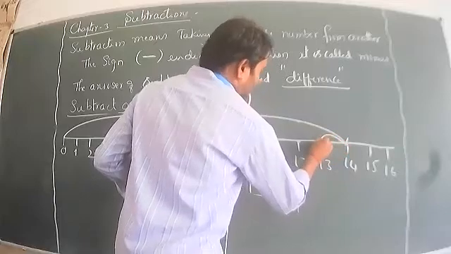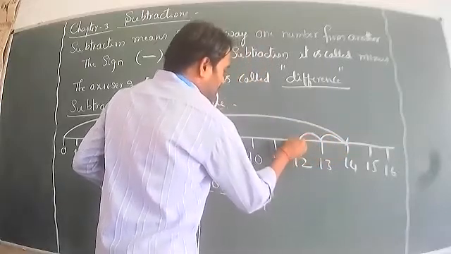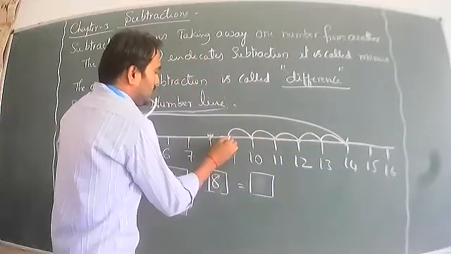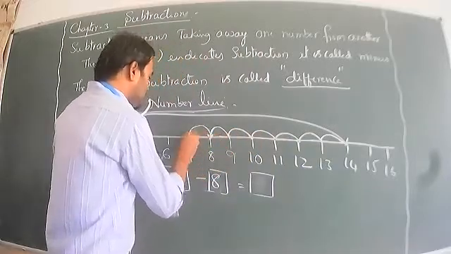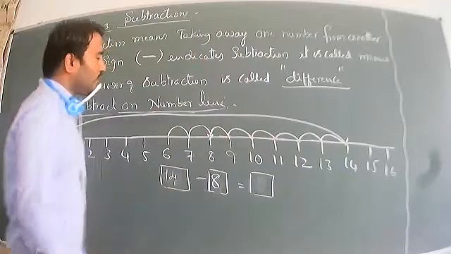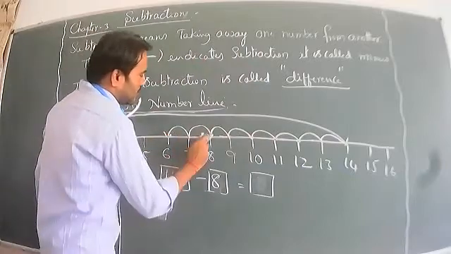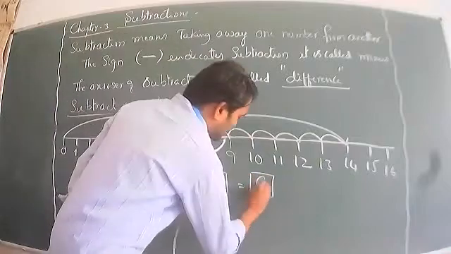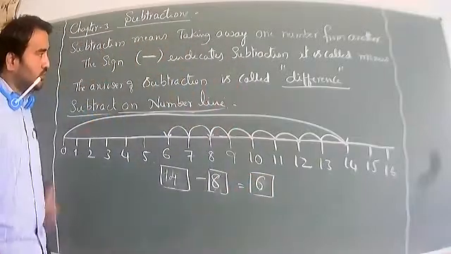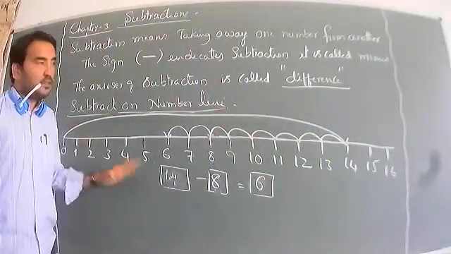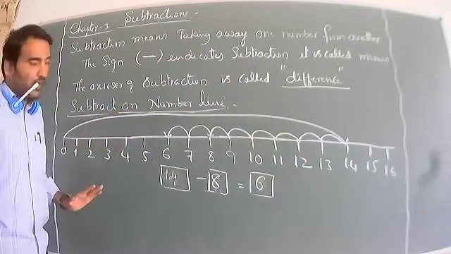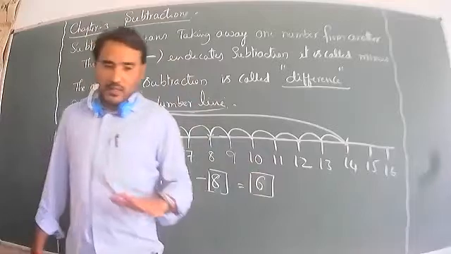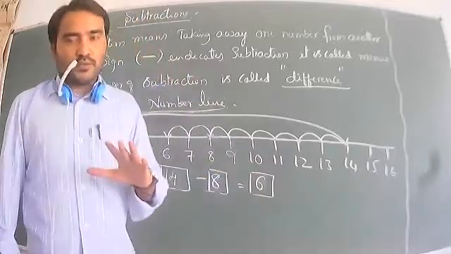First one, then 2, 3, 4, 5, 6, 7, 8. Okay, what is the answer of 14 less 8? That is 6. So this is the subtraction. Find out the answers. Keep in mind, subtract means counting backward. So keep that in mind.